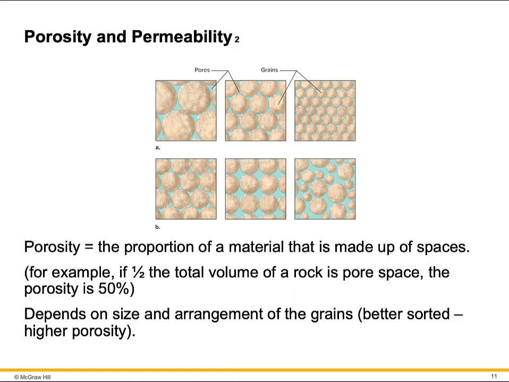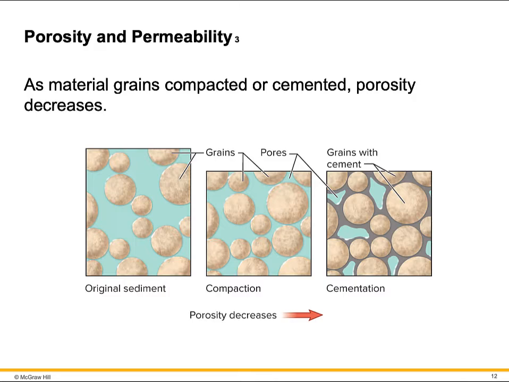The porosity is the proportion of a material that is made up of spaces. For example, if half the total volume of rock is pore space, the porosity is 50%. This depends on the size and arrangement of the grains. The better sorted, the higher the porosity. As the material grains are compacted or cemented, porosity decreases.